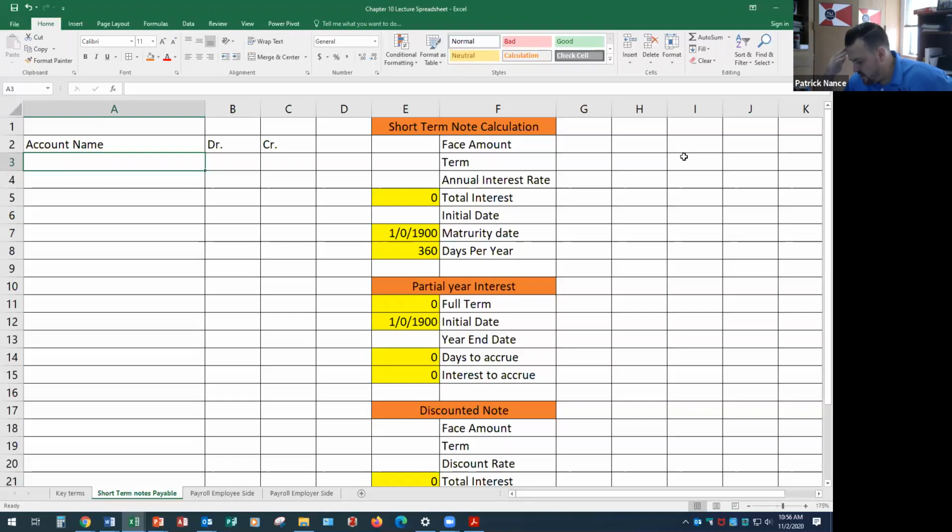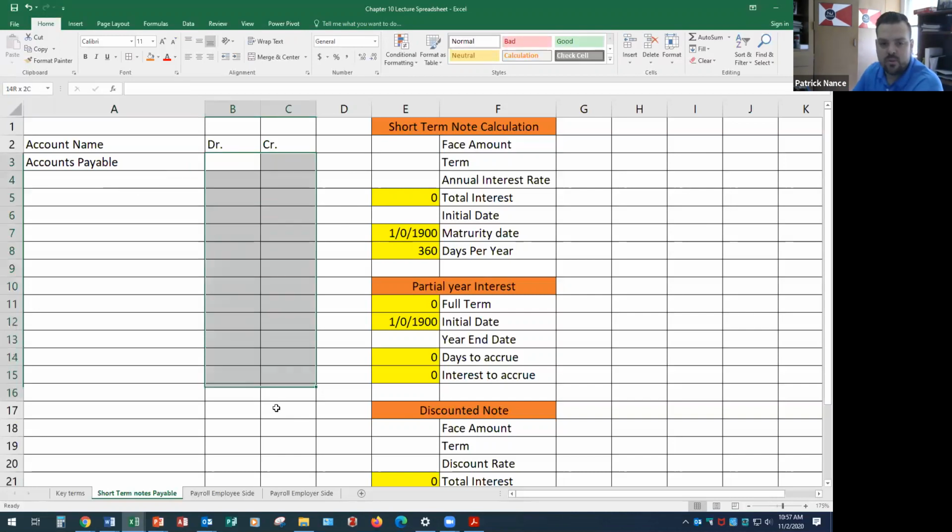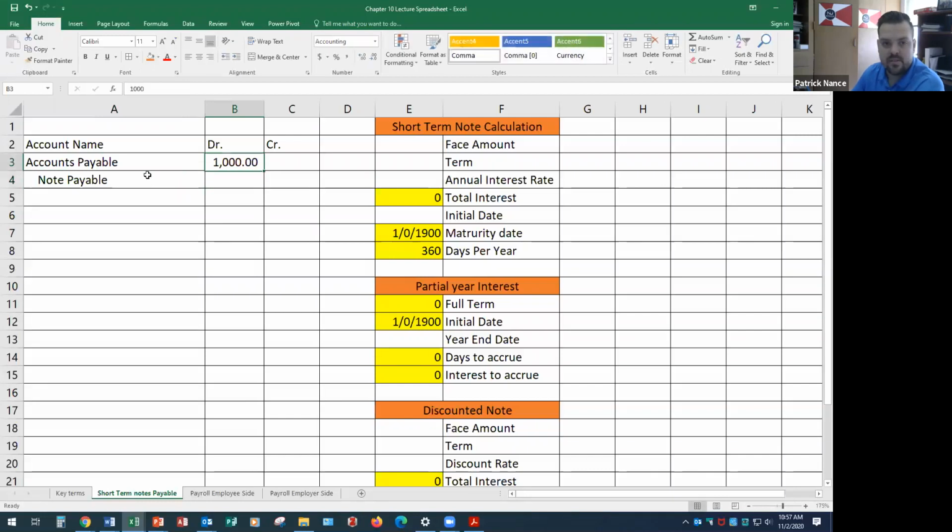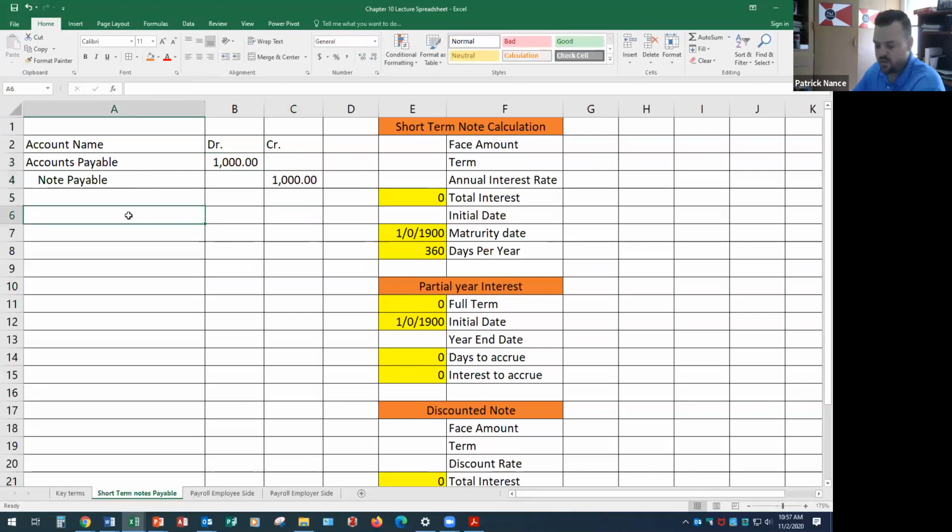So the example in Chapter 10 says, assume that Nature Sunshine Company issues a 90-day 12% note for $1,000 dated August 1st to Murray Co. for a $1,000 overdue account. So effectively, they're issuing a note to give themselves more time to pay. The first thing we need to do is get out of the accounts payable that we owe right now and move it over to notes payable, because we are going to end up paying them interest after we sign this note. So we would debit accounts payable for $1,000 to take it out of there, and credit notes payable for $1,000 to put it in there.